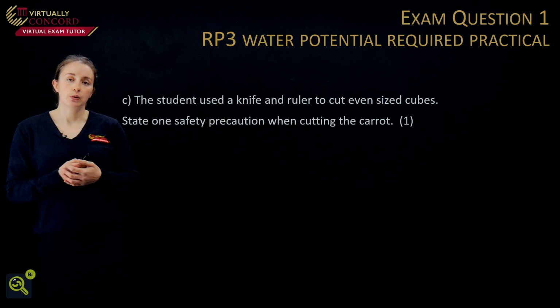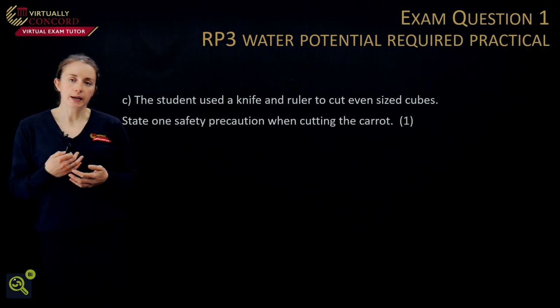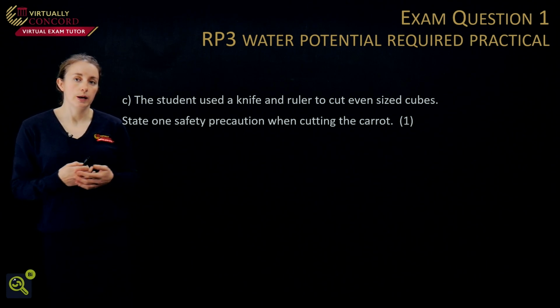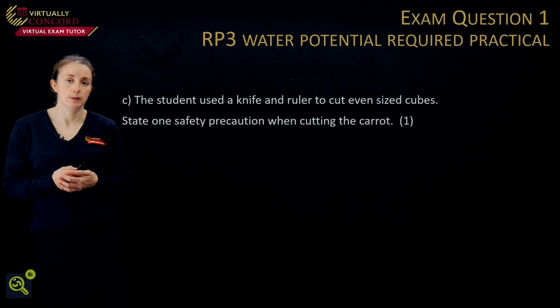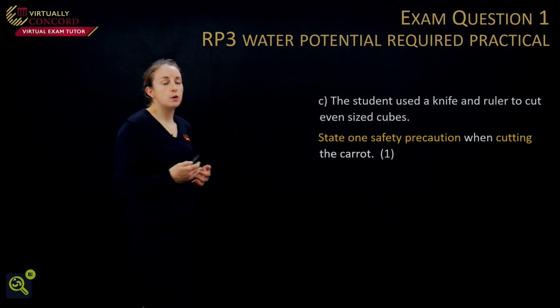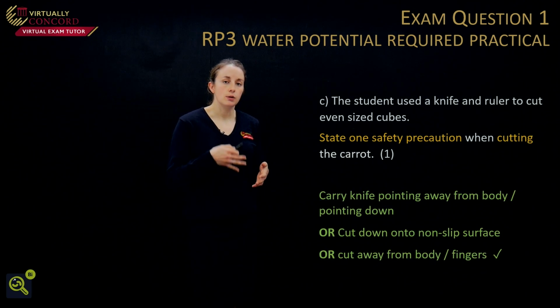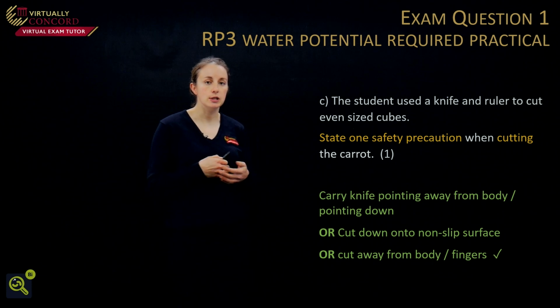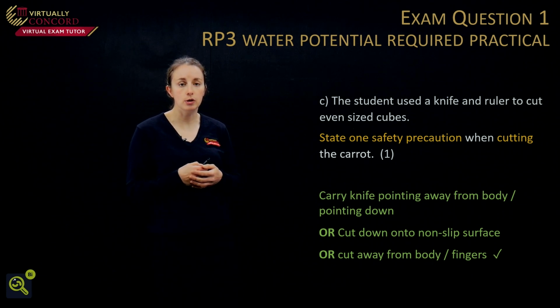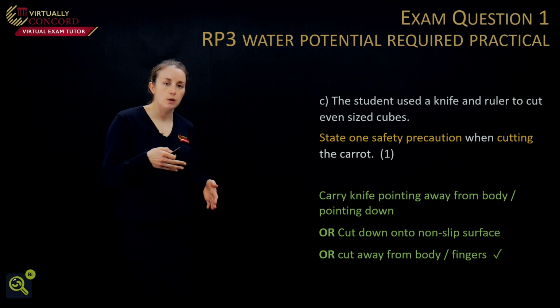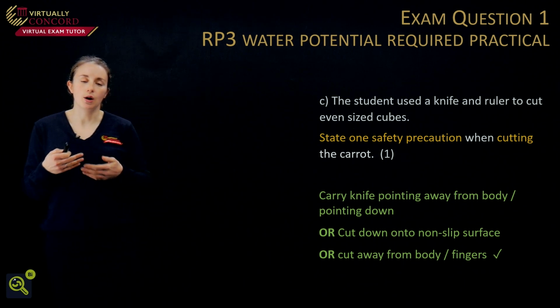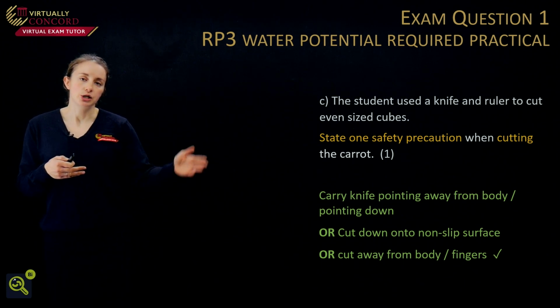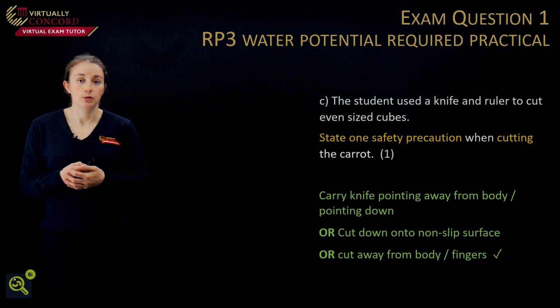And then a safety precaution question for part C. It is important that you note that for any required practical, you could get asked about safety precautions. For this one, it's talking about cutting. So sensible safety precautions might be carrying the knife pointing away from your body, cutting down onto a non-slip surface, or cutting away from your body. And just to point out again, for any required practical, you could be asked about these safety precautions.